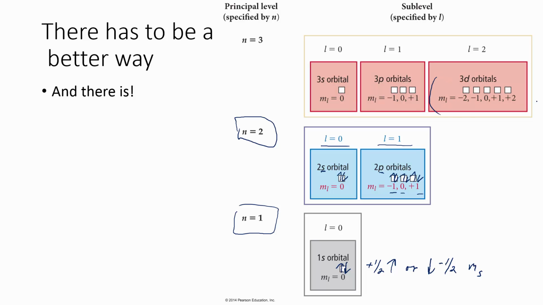And then we get to the d's with 5 possibilities. Each can have 2 different spins worth of electrons. So you can kind of organize things a little bit easier like this than having to write out a set of 4 numbers every time you want to try and designate what it is that you're doing.